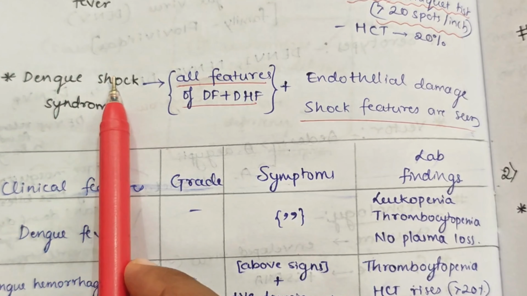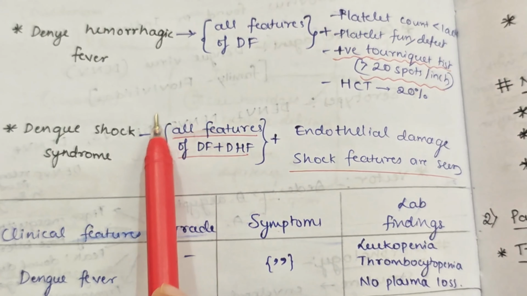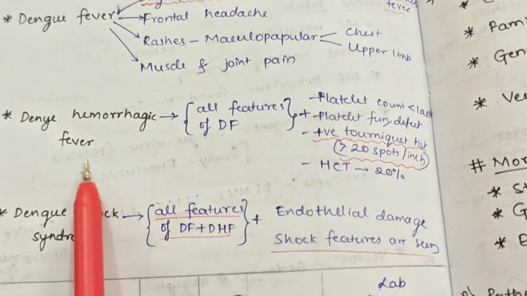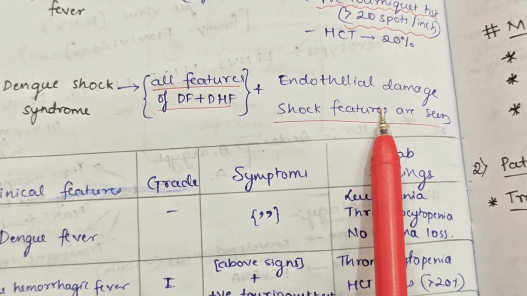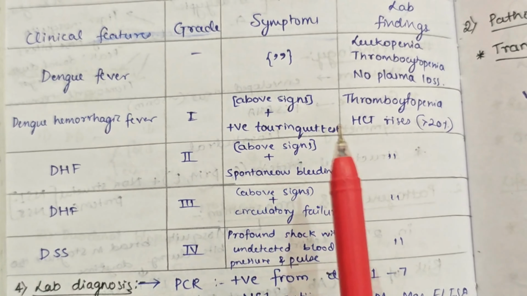The third one is dengue shock syndrome. All features of dengue fever and dengue hemorrhagic fever, plus endothelial damage and shock features are seen.